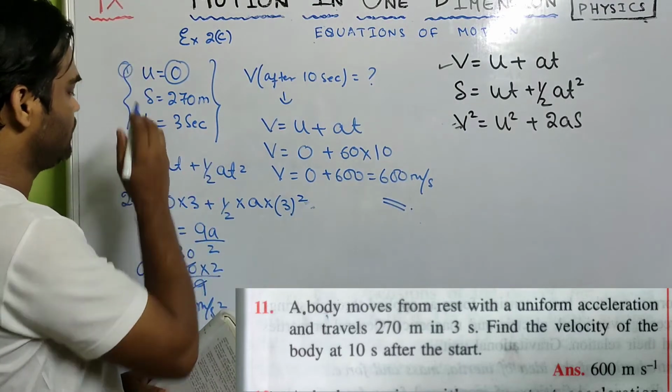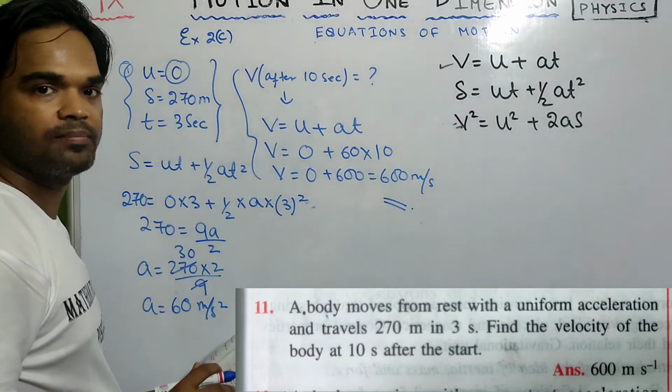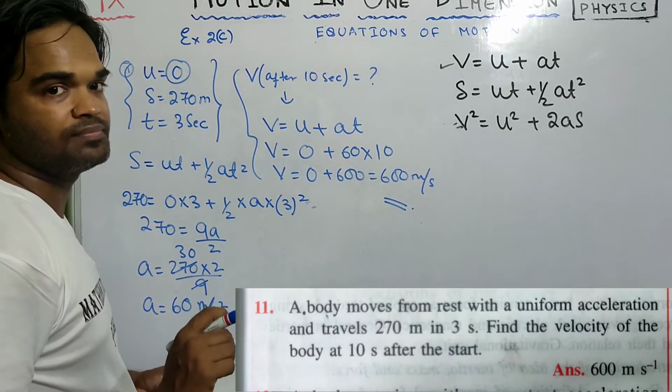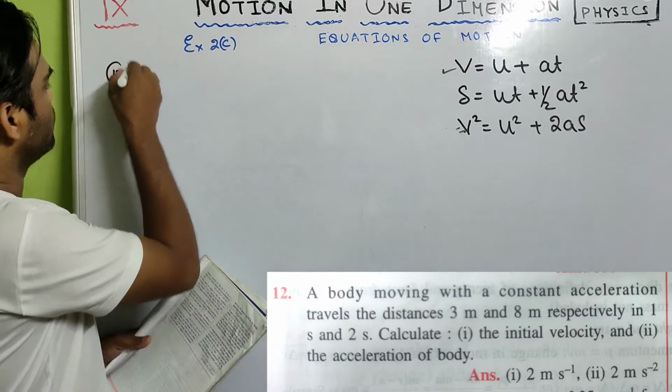With these three information, we got acceleration. We use this in the second part. Done. Now let us look at the next one. Now look at sum number 12. Very interesting what they have told.